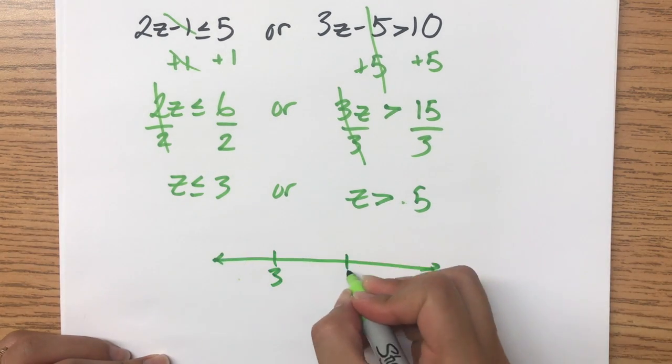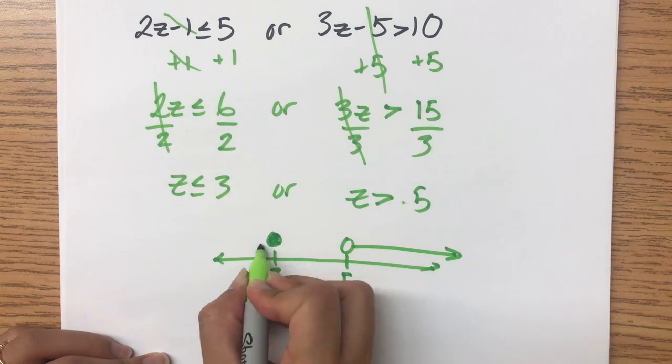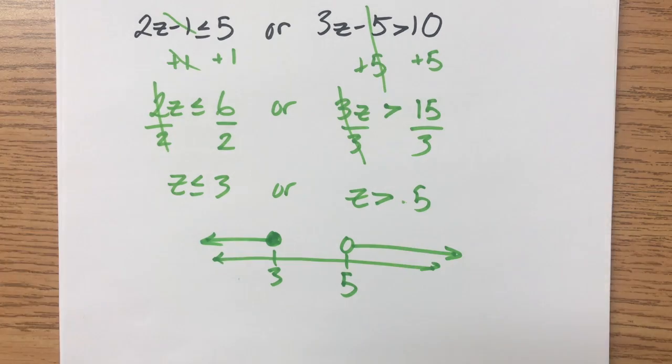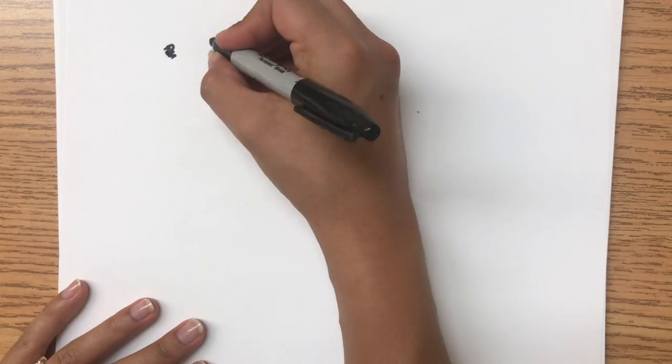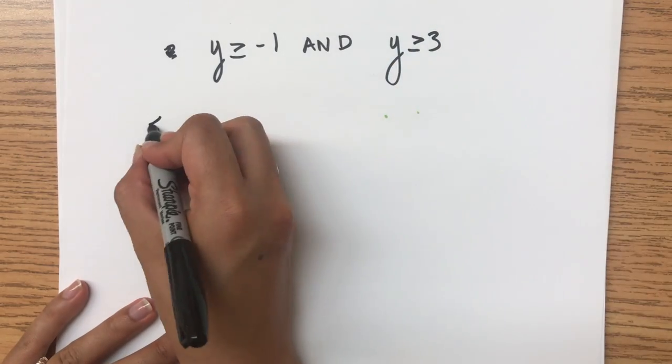Now, if I draw this, I'm going to take 3 and 5. Those are my 2 points of interest. Open dot for the 5, closed dot for the 3. It can be either or, so I keep both as part of my solution. Okay, continuing on. I have y is greater than or equal to -1 and y is greater than or equal to 3.